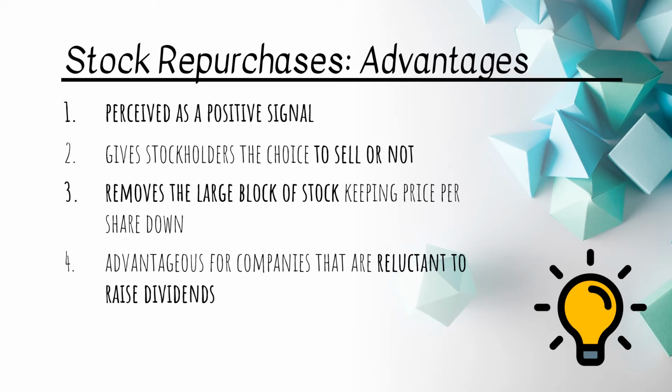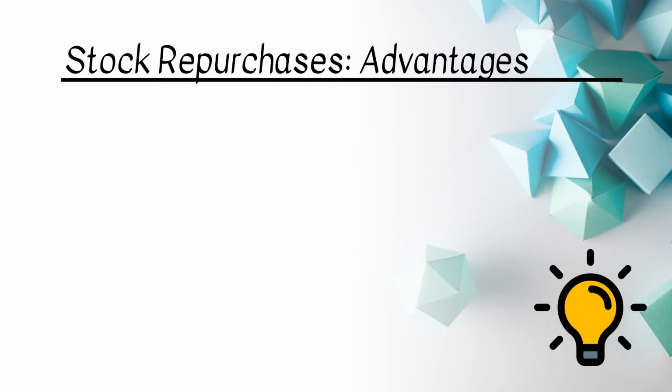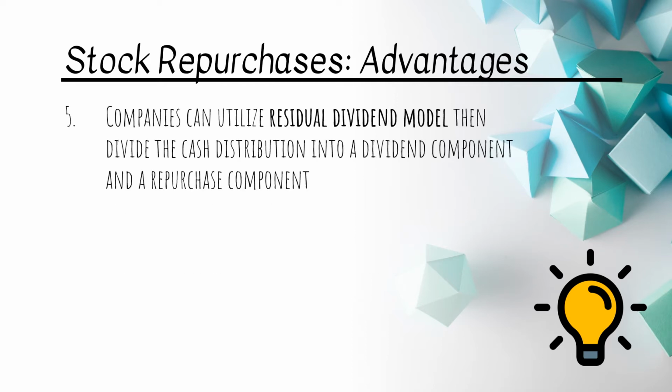Fourth, it is advantageous for companies that are reluctant to raise dividends, expecting that the increased cash flow cannot be maintained. These companies would rather repurchase than cut cash dividends, which gives a negative signal to investors. Fifth, companies can utilize the residual dividend model in order to set a target cash distribution level to be divided into a dividend component and a repurchase component. This gives more flexibility to the company because repurchases can be varied without sending adverse signals. This way, the company avoids fluctuating dividends which may lower investor confidence.